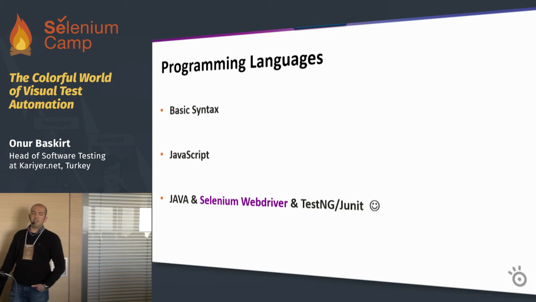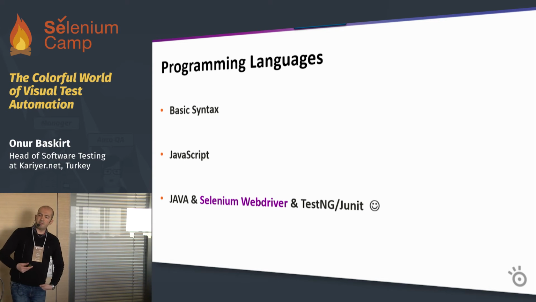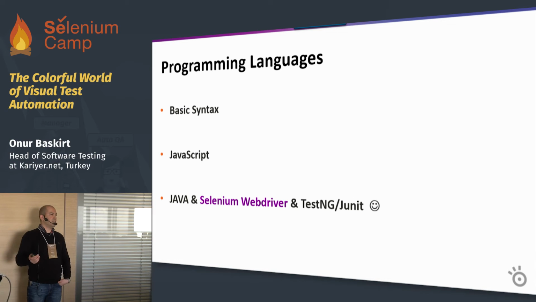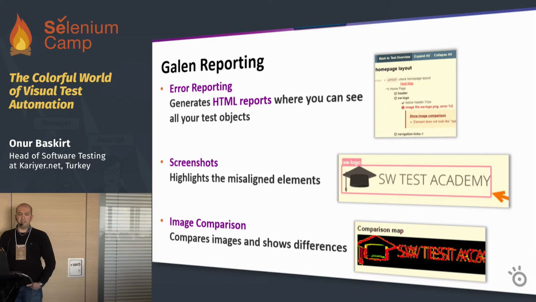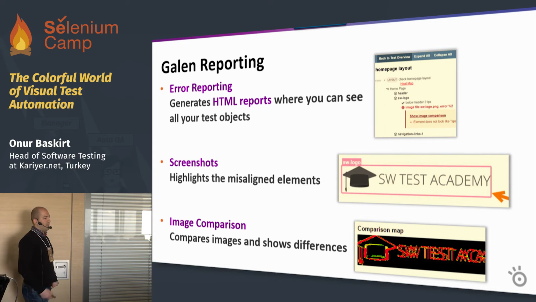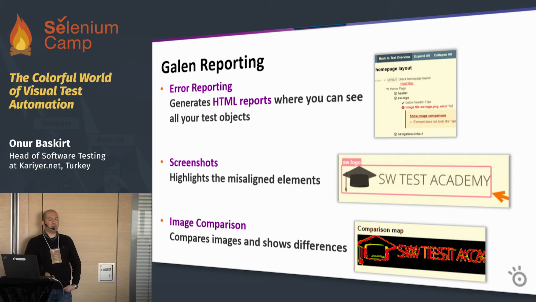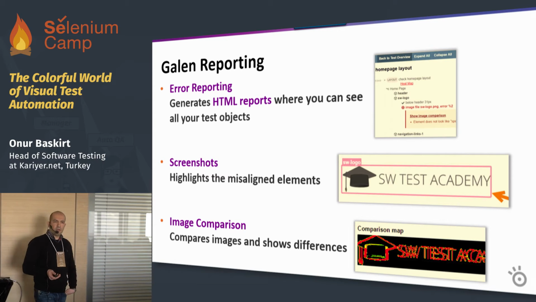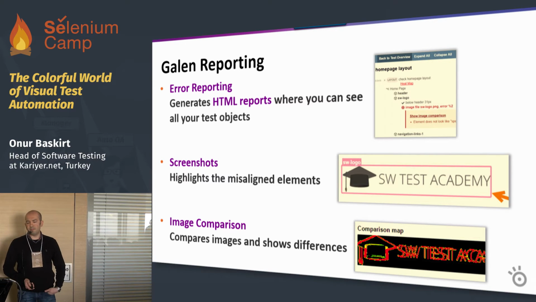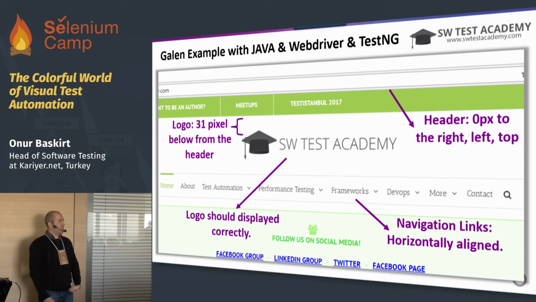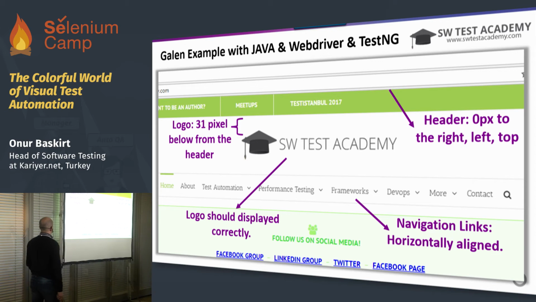It also has a basic syntax. You can use that syntax, or you can use JavaScript, or you can use Java with Selenium WebDriver and TestNG or JUnit. And it has very nice reporting. When you run your test, it generates a very informative HTML report. And when you click a problem, you will see it highlighted. And it also has support for image comparison. It compares images and shows their differences. There's an example. Also, this example is on SW Test Academy. You can find its details.